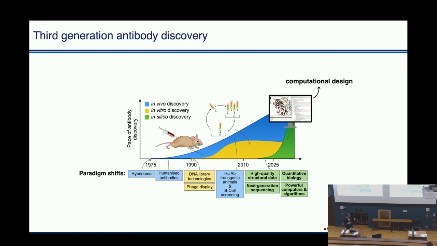And then we have the ability to do highly quantitative biophysical measurements, and I think that taken together, this paradigm shift will enable the development of the third generation of antibody discovery methods, exactly like it happened in the past for the first generation of in vivo methods and the second generation of in vitro methods.